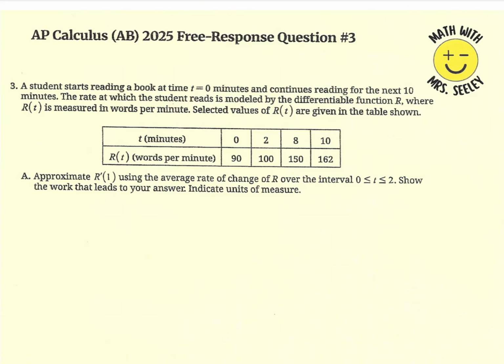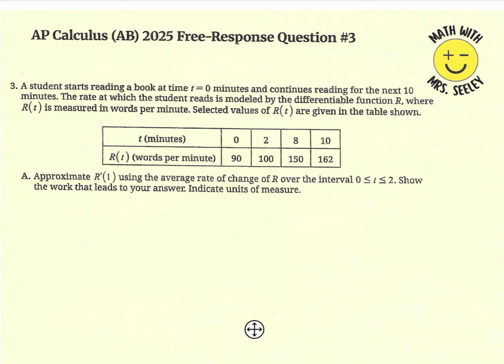Let's begin this 2025 free response question number 3. In this question, we're told that there is a student that's reading a book at time t equals 0 and continues reading this book for the next 10 minutes. The rate at which the student reads is modeled by this function, where it's measured in words per minute. Then they give us selected values in this table.